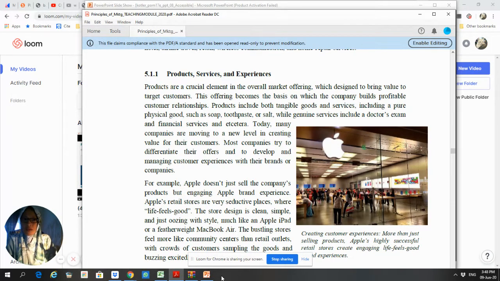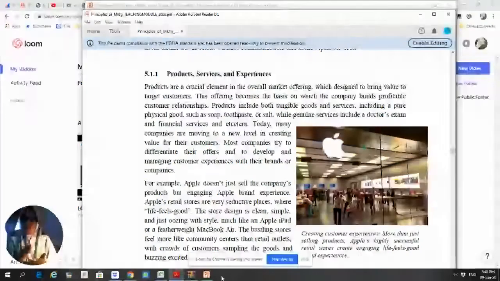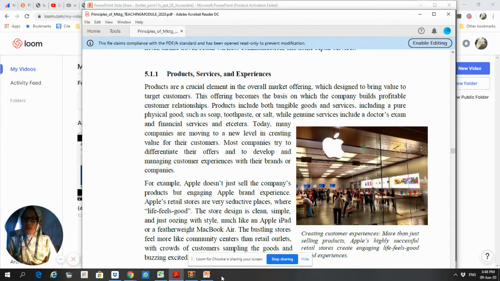So this is what they try to explain, to translate: life feels good. Apple says that when you buy any Apple product, this will make your life feel better, feel good. Okay, with the design, the simple, the innovative design of the product, very high quality.